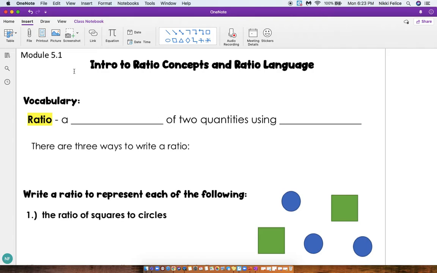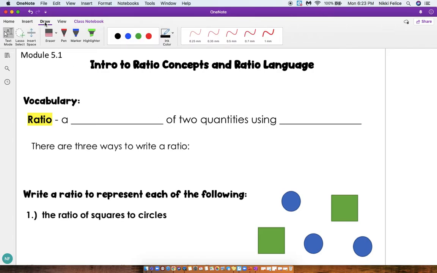In this video I'm going to give you an introduction to the idea of ratios. So first of all, what is a ratio? A ratio is a comparison of two quantities using division. So a ratio compares two quantities using division, and there are three ways to write a ratio.